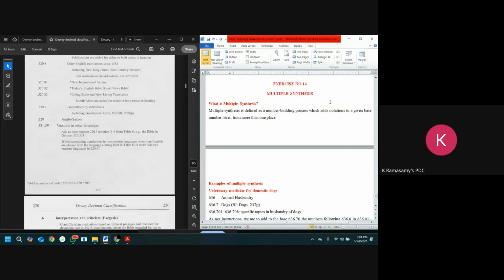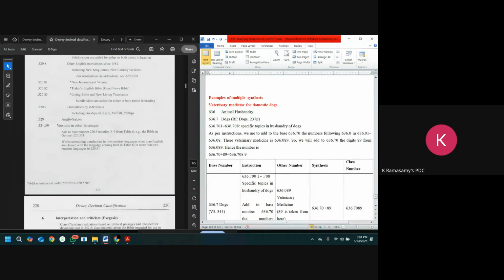Multiple synthesis means you take one base number from 001 to 999. To this number, you can add two numbers which are taken from schedules itself. So totally, we have three numbers taken from schedules. Of these three numbers, one number is going to serve as a base number. The other two numbers taken from the schedules 001 to 999 will be added to the base number. So adding two numbers taken from the schedules to a single base number is called multiple synthesis.